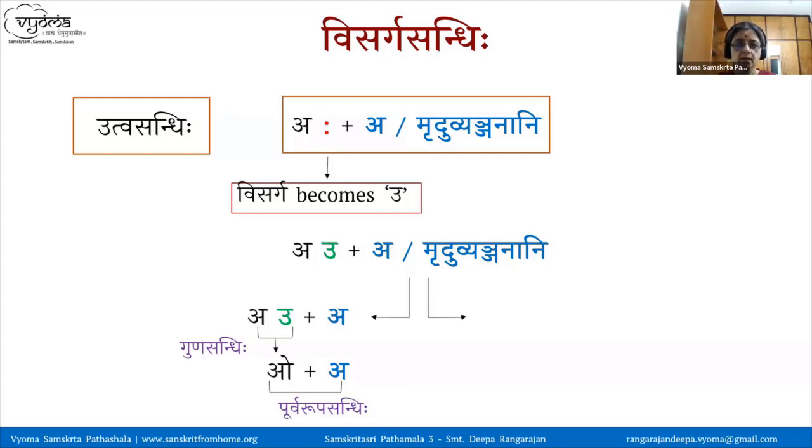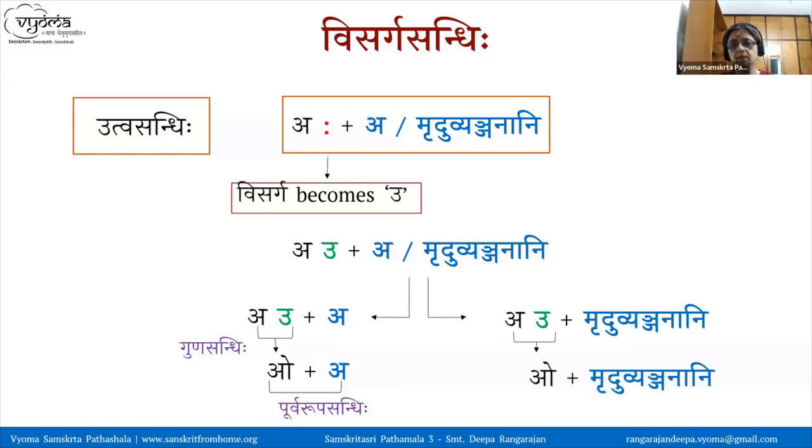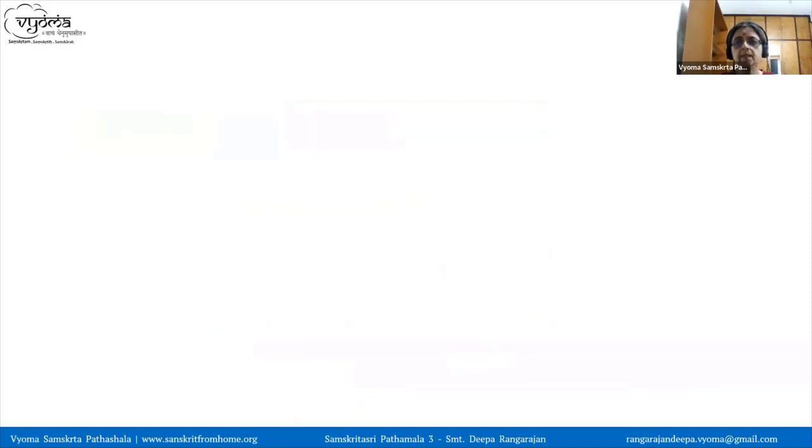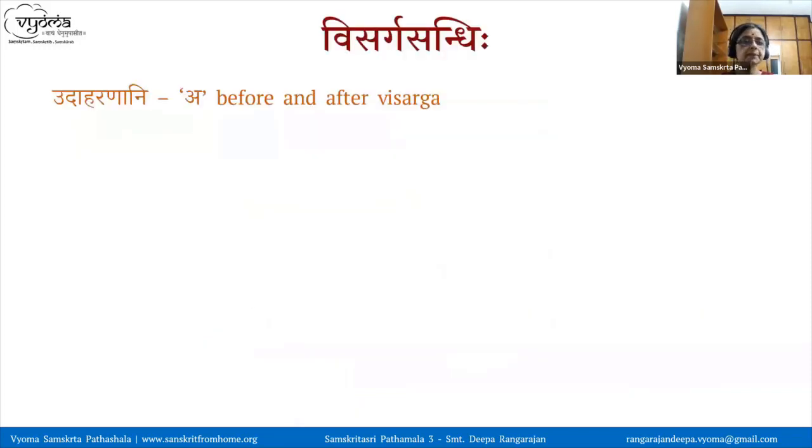What happens if akara is followed by visarga, which is followed by mridu vyanjana? Then we said that again there will be utva or ukara replacing the visarga. So a, u and the mridu vyanjana, and a and u together will become okara by guna, and that will be followed by mridu vyanjana. We will see examples to explain this, and it will be clearer then. So the first is akara before and after the visarga. Balaha ayam. So I will show you one, then probably you can try.